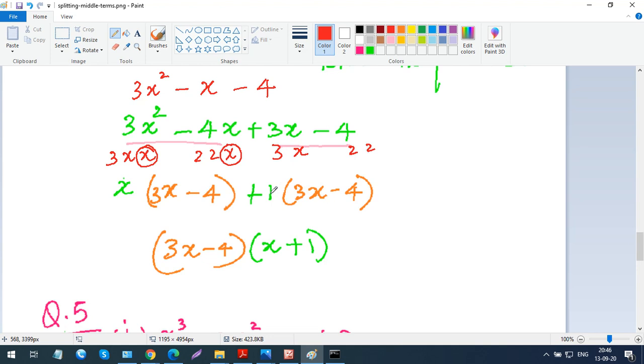1 is always common, right? I can just say that 3x into 1. I can say that there is a 1 over here, 1 into 3x, or I can say 1 into 4. So 1 is always common everywhere. So I will take out 1. Okay, so I take out 1.